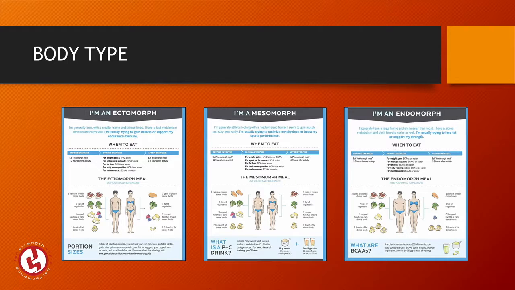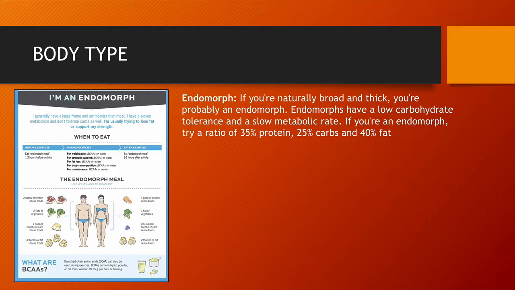But it's a good guideline of letting you guys know how you should set your ratios in MyFitnessPal. So the 3 major body types are ectomorphs, mesomorphs, and endomorphs that we're going to run through, and we're going to look at them in more detail. All right, first one up is endomorph.